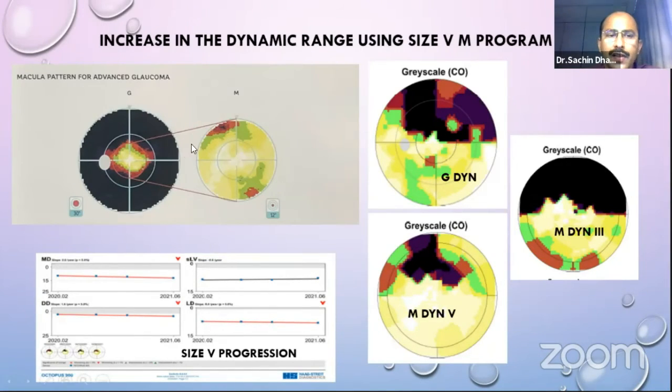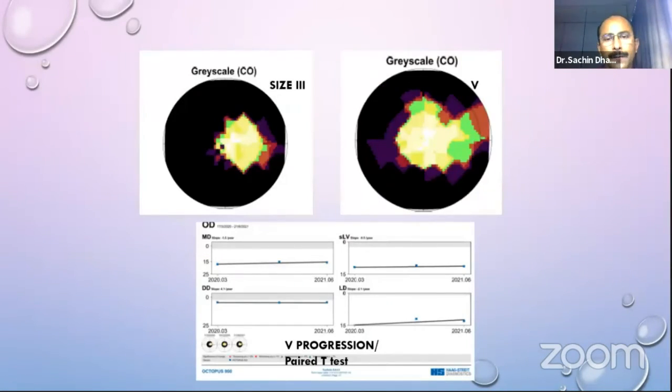Now, you can see here the patients having only central vision can be magnified using the M program. Here you see a prototype example, a G dynamic program showing a loss threatening fixation. You make an M dynamic size 3, you can get slightly more information, but when you make an M dynamic size 5, then you get more and more area that you can interpret and follow. On the left side, you have the progression printout of M dynamic size 5, which is usually not available in most machines. Here again, increasing the dynamic range from an M size 3 to an M size 5, and then following up the size 5 on the progression printout.